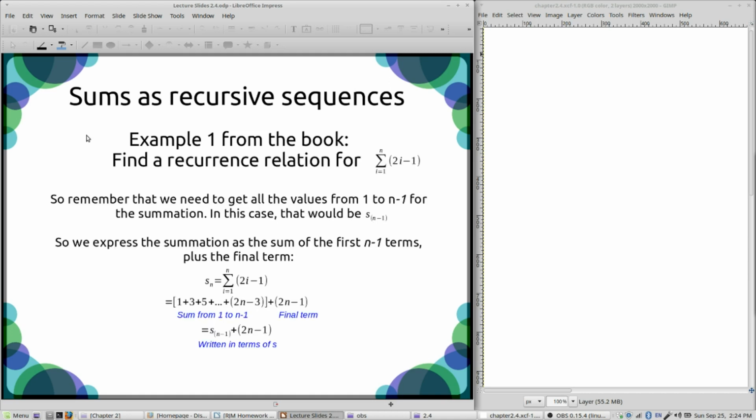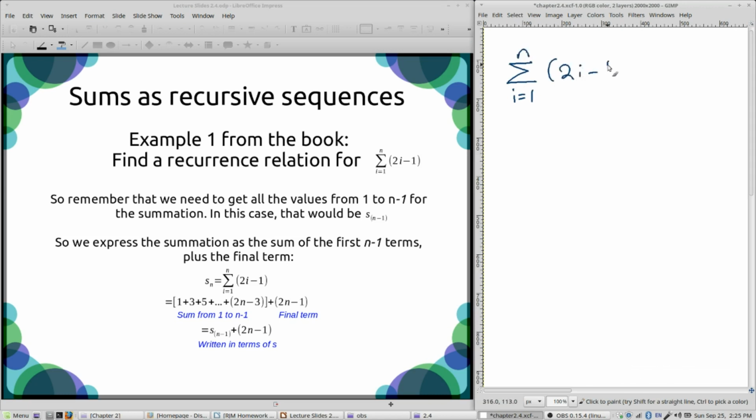So let's just go through this. The first step is to get all the values from 1 to n minus 1 for the summation. In this case, we would write it as s sub n minus 1. And then we express the summation as the sum of the first n minus 1 terms and then the final term. So we have the sum from i equals 1 to n of 2i minus 1. And then we can express this as the sum from i equals 1 to n minus 1 of 2i minus 1 plus whatever this final term is at the position n. So we would have plus 2n minus 1. And that's what we have over here.